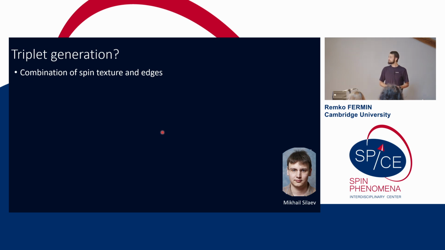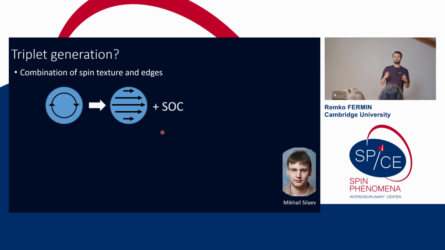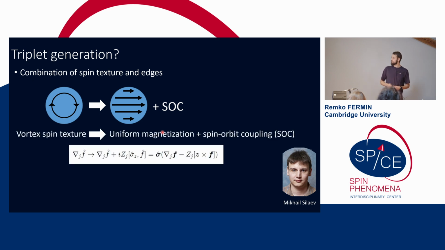And what he realized is that you can transform this vortex magnetization into a uniform one, but then within this formalism, a spin-orbit coupling term emerges. So, shown in a formula, once he basically does a coordinate transformation to transform the vortex magnetization into a uniform magnetization, you see that from the spatial derivative here, there emerges this spin-orbit coupling term.